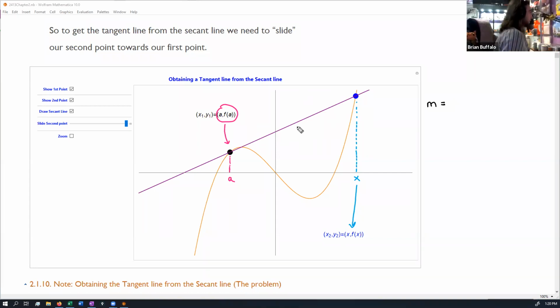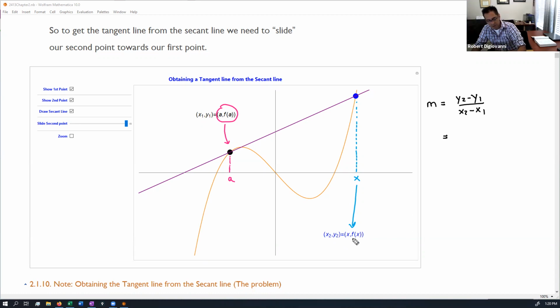Just the A minus X over F of A over F of X. Other way around, you got it backwards. So remember, the slope is y2 minus y1 over x2 minus x1. So for us, y2, the second point's y coordinate, is f of x. So this would be f of x minus the y coordinate of the first point, which is f of a, over the x coordinate of the second point, which is x, minus the x coordinate of the first one, which is a. And this would be the slope.